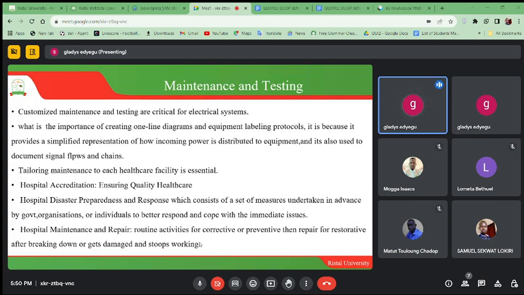So customized maintenance and testing are critical for electrical systems. So every kind of electrical system or equipment that you're using, you need to see that you maintain it and you keep testing or checking, you need to be monitoring, you need to be evaluating whether it is functioning the way it is supposed to be functioning, whether it is installed the way it was supposed to be installed, and you're able to identify the problem before maybe it breaks. So maintenance and testing is very, very important in these electrical systems.